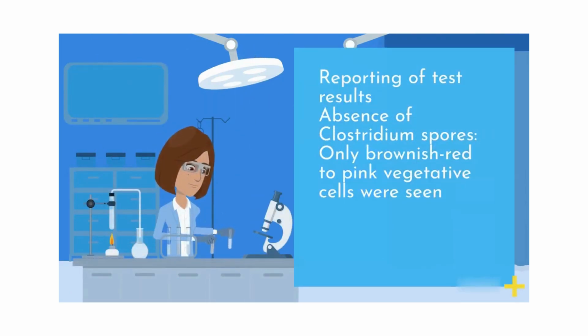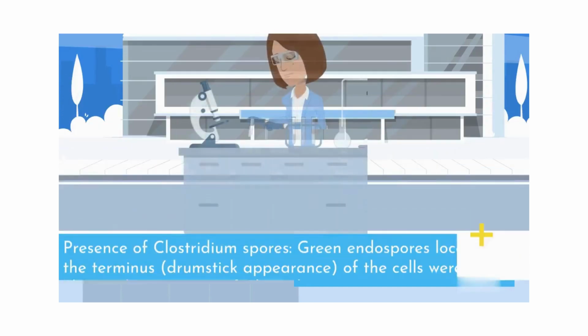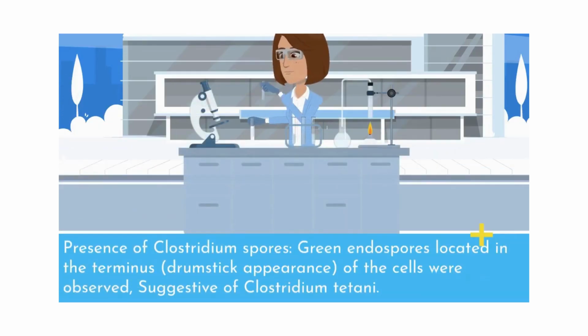Reporting of test results: absence of Clostridium spores, only brownish red to pink vegetative cells were seen. Presence of Clostridium spores, green endospores located in the terminus, drumstick appearance, of the cells were observed, suggestive of Clostridium tetani.